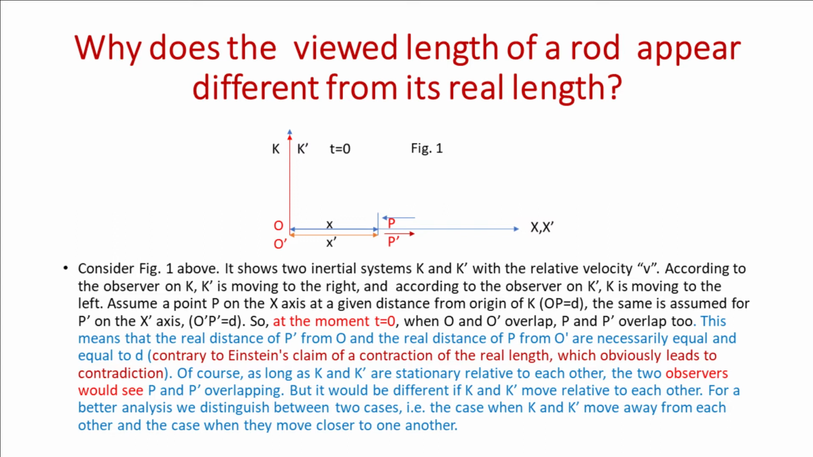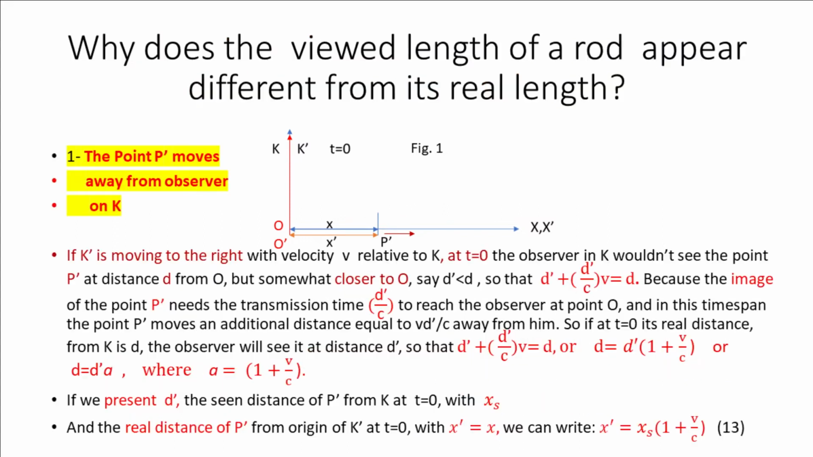For a better analysis, we distinguish between two cases, i.e. the case when K and K' move away from each other and the case when they move closer to one another. Case 1. The point P' moves away from the observer on K.